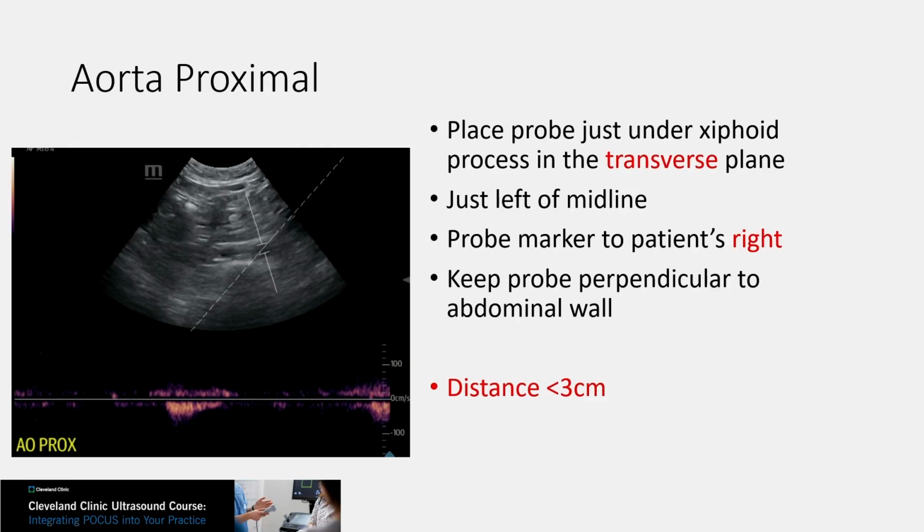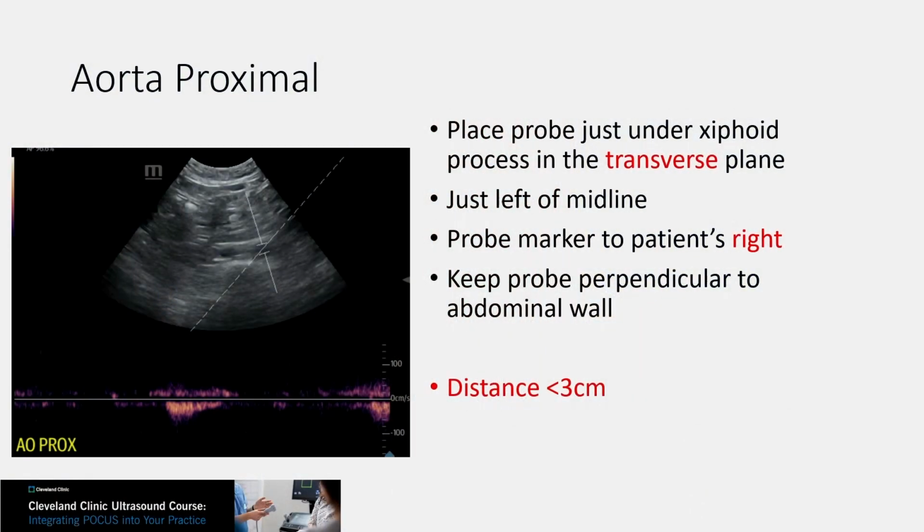Pictures next to this slide indicate where those probes should be placed. The first view that you should obtain is the aorta proximal view. You're going to want to place your probe just underneath the xiphoid process in the transverse plane. You can place your probe just left of the midline and put that probe marker towards the patient's right side. Keep that probe perpendicular to the abdominal wall. Once you've identified the aorta, the distance between the walls should be less than 3 centimeters, and you should measure this distance. As we move through this presentation, we'll discuss a little bit more about measuring.